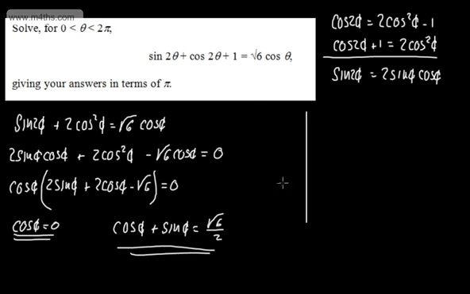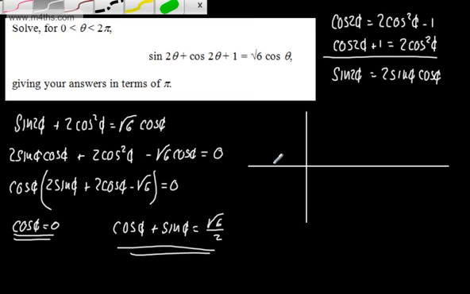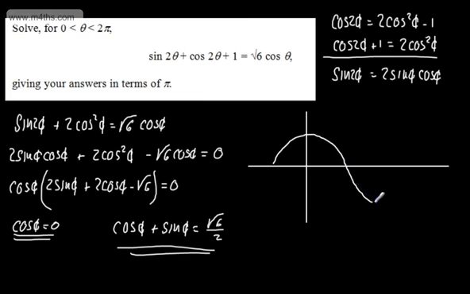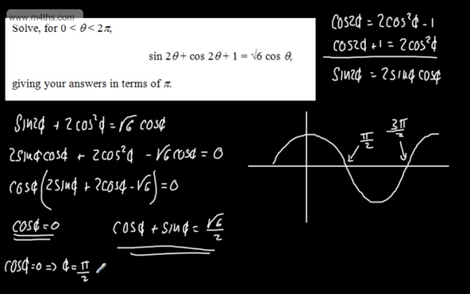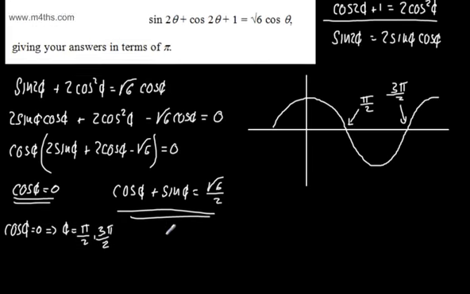You can of course do this by recognition, or you can simply sketch the graph to find your points. Cosine theta comes down to the minimum and then back up to the maximum. We want to know where it's equal to 0. We've got pi by 2, and then by symmetry 3 pi by 2. So if cos theta is equal to 0, then theta is equal to pi by 2 and 3 pi by 2. They are two of our solutions.